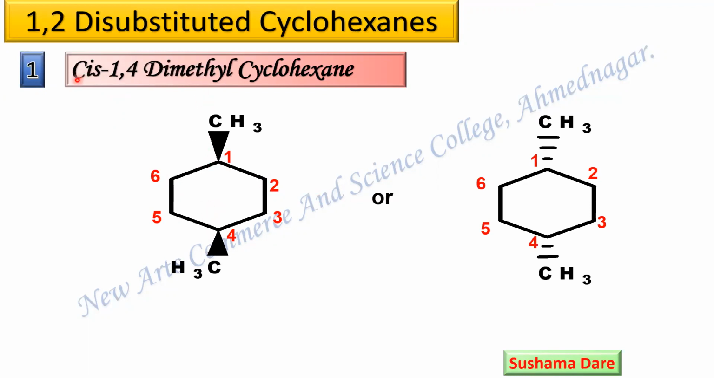Next you have to see what geometry is given. So the geometry is cis. If both the bonds are wedged, then it is cis. If both the bonds are dotted, then again it is cis. So the representation of cis-1,4-dimethyl cyclohexane is either this way, with both methyl groups wedged, or this one, with both methyl groups dotted.